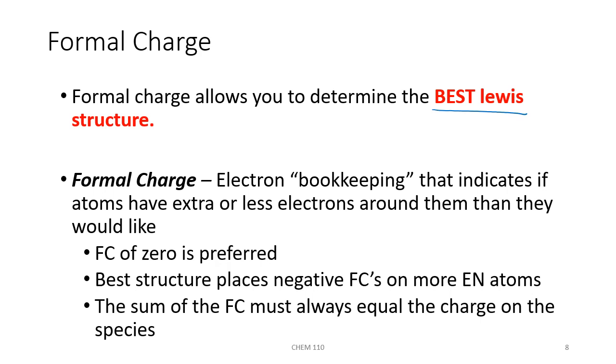A formal charge of 0 is preferred, or essentially having no formal charge. The best structures place negative formal charges on more electronegative atoms. So recall our trend for electronegativity across the periodic table. Electronegativity increases from bottom to top within a family and from left to right across a period. Also, the sum of the formal charges must always equal the charge on the species. If we have a neutral species, the formal charges will add to 0. If we have a species that has a -1 charge, the formal charges would add up to -1.